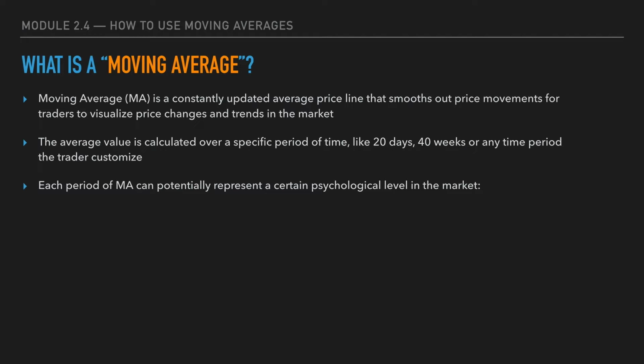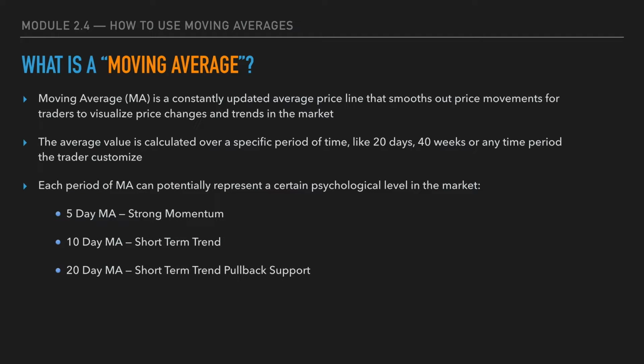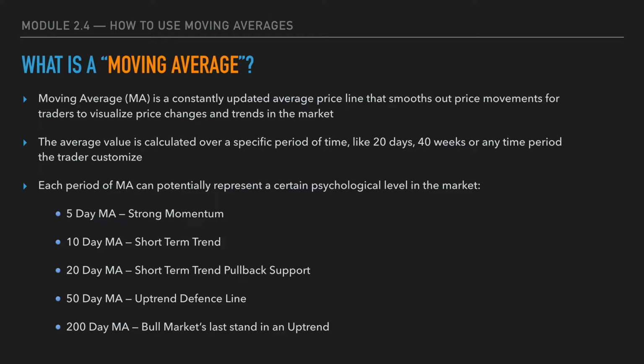Each period of moving average can potentially represent a certain psychological level in the market. This is very important. I'm going to show you more. For example, the 5-day moving average represents a strong momentum. The 10-day moving average represents a short-term trend is confirmed. The 20-day moving average shows that the short-term trend pullback support level is around the 20-day moving average. And the 50-day moving average is commonly considered as an uptrend defense line. And finally, the 200-day moving average. This is where every trader is watching. It's considered the bull market's last stand in the uptrend.